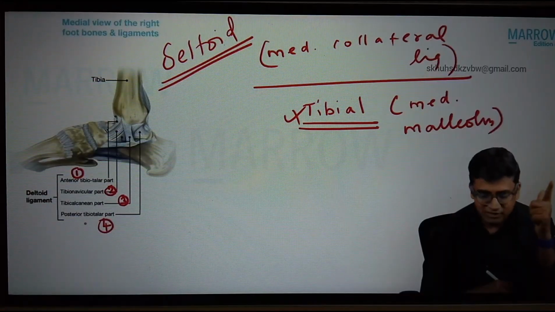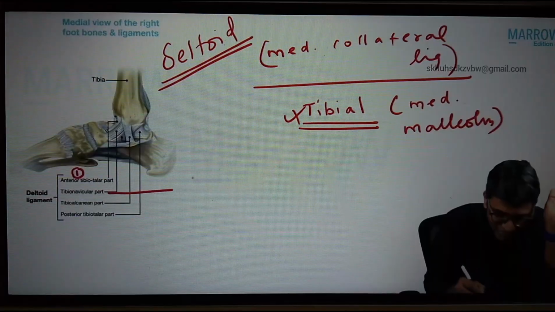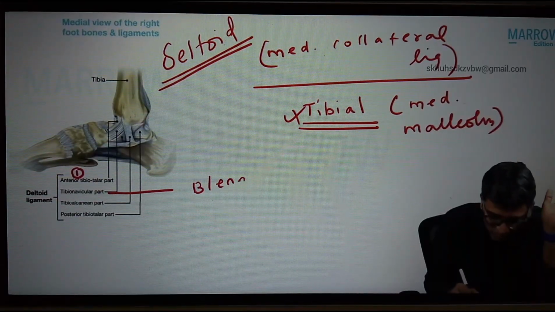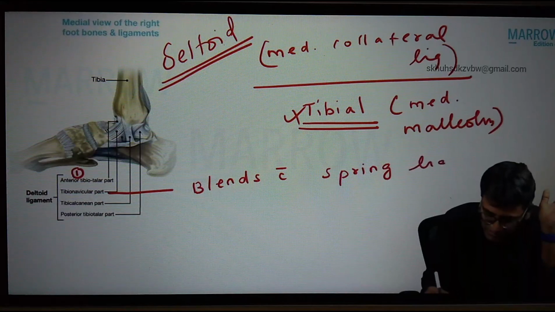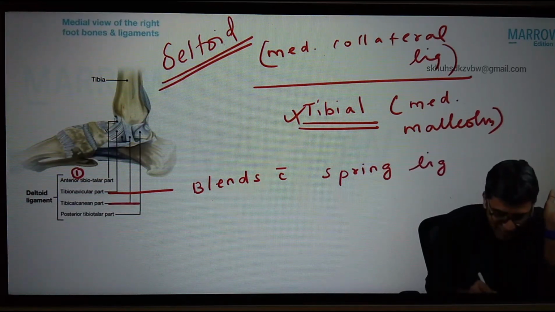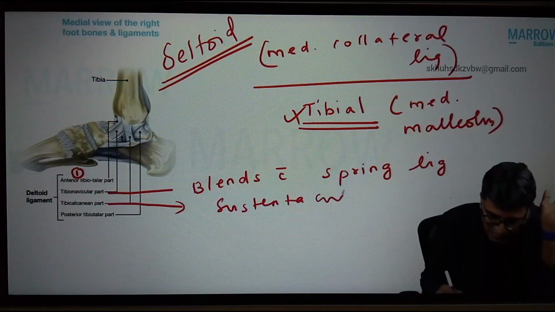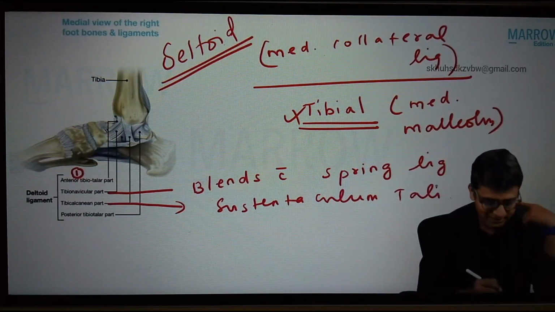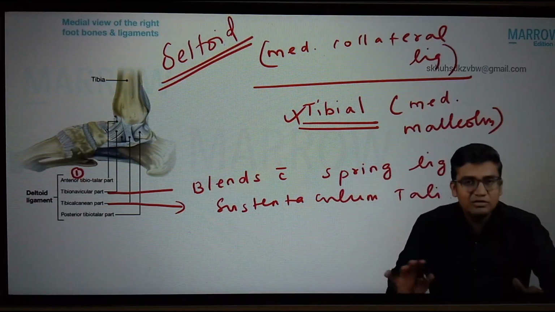Clear? Any doubt? Right. Now, the tibionavicular part of deltoid ligament blends with spring ligament. The tibiocalcaneal part of deltoid ligament attaches to the sustentaculum tali of the calcaneum bone. Yes. These are the parts of deltoid ligament. That's all about the medial collateral ligament.